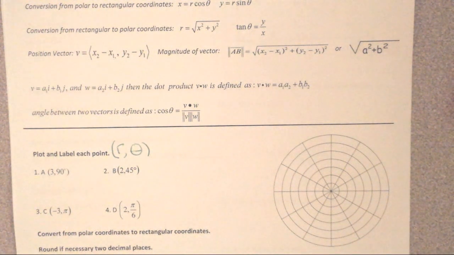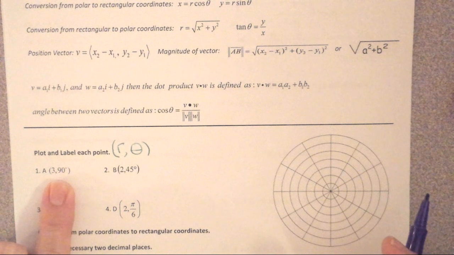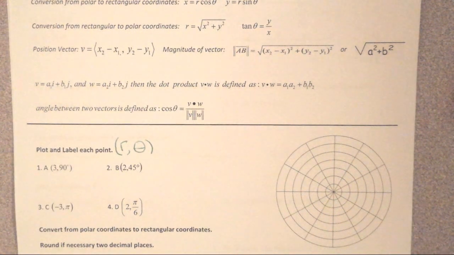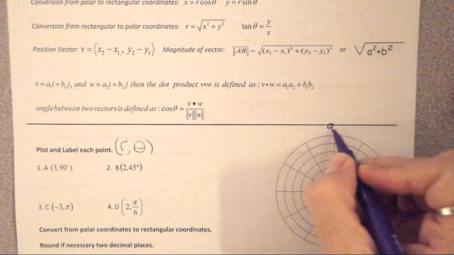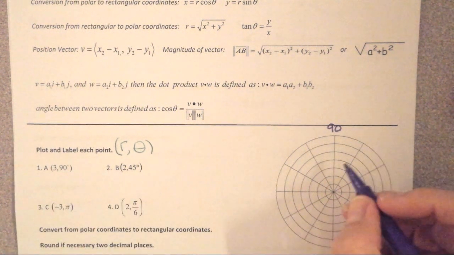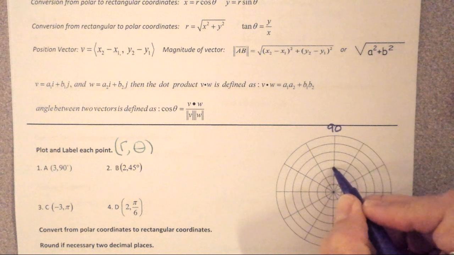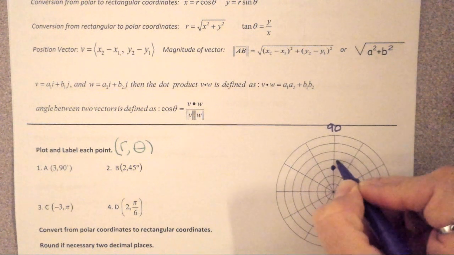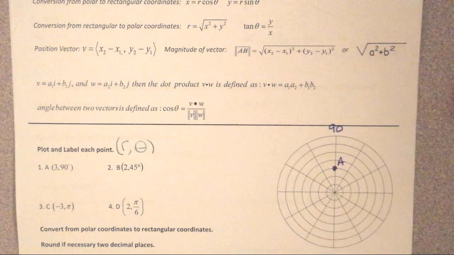So the first thing they want me to do is 3, 90 degrees. So I'm going to go find 90 degrees on my circle, which is at the top. And then I'm going to go 3 circles towards it from the center. So 1, 2, 3, and I'm going to label that point A, and that's done.